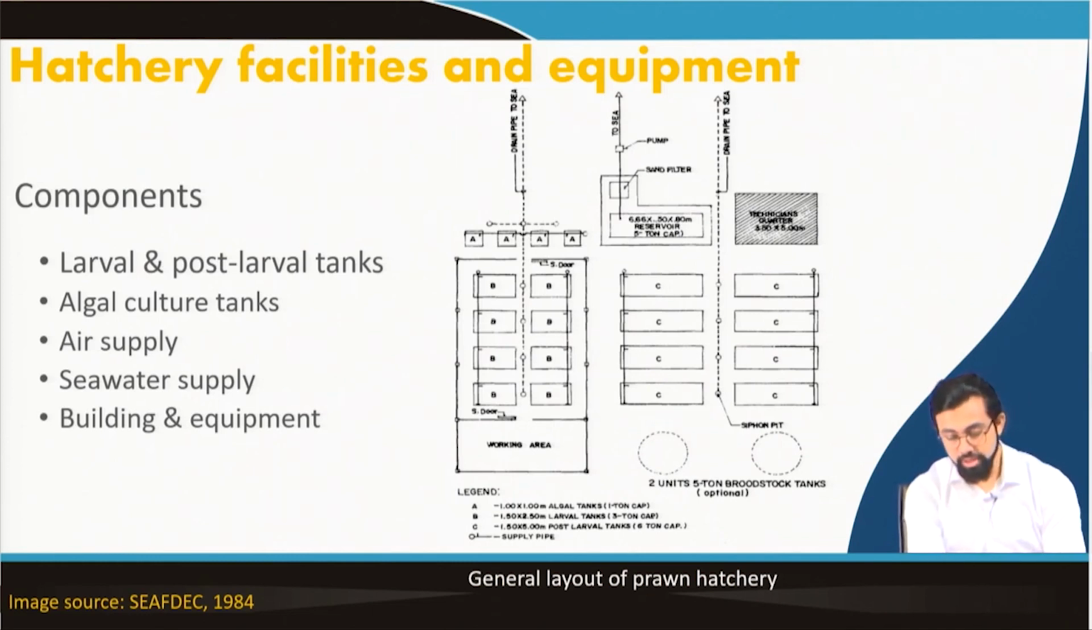On the same hand, if you see the post larval tanks, we call them rearing units or post larval tanks. If you see in the right side bottom, there is a dotted circle. These are like 5-ton broodstock tanks. That is optional because it can be of any design, and we already discussed in earlier lecture material how a broodstock tank has to be designed, what the considerations are and all.